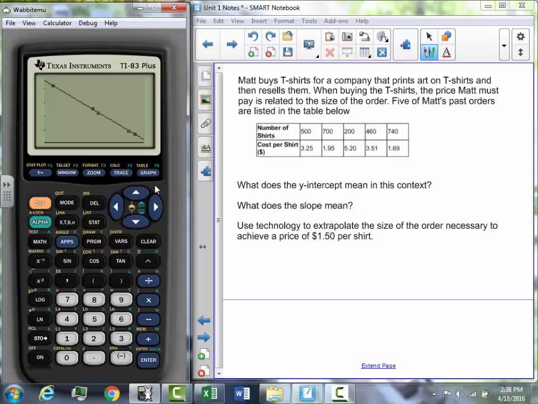So yours is slightly different. It already does L1 and L2 for you. So you need to go down to store reg equation and basically say, well, where do you want to put it? You need a variable, vars, variables. Go over to Y variables. Press on the function. And then I don't care what you pick, just pick one. If you then go calculate it, it's going to give you an equation, throw it in Y1 for you, and it should go through all your points.